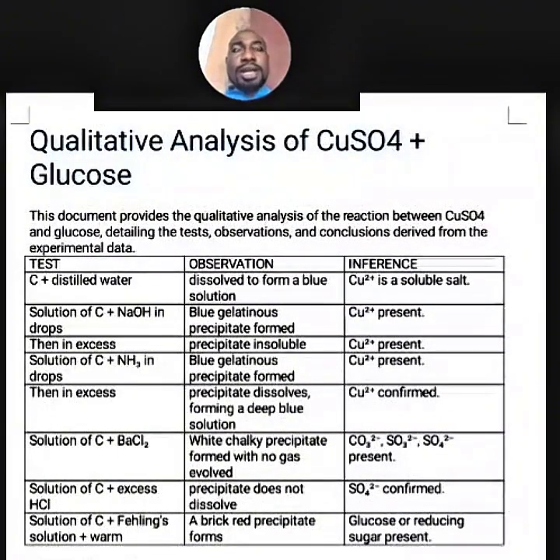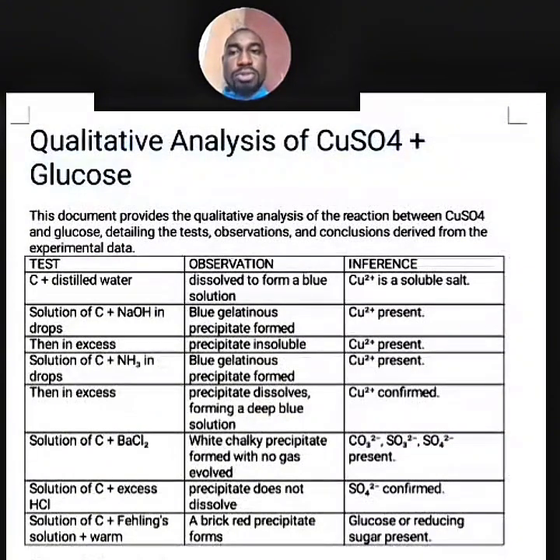Your examiner will call the salt C, sample C. Your examiner won't allow you to know the particular mixture, so he or she will call it sample C. Your examiner might tell you to mix sample C with distilled water.